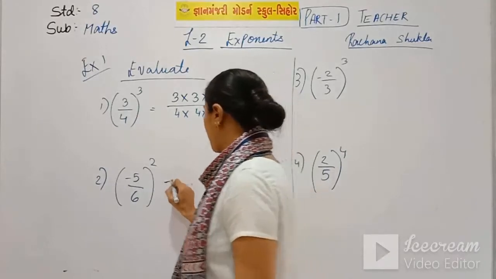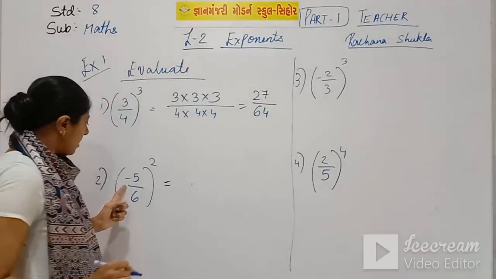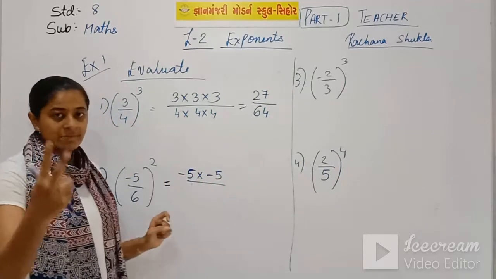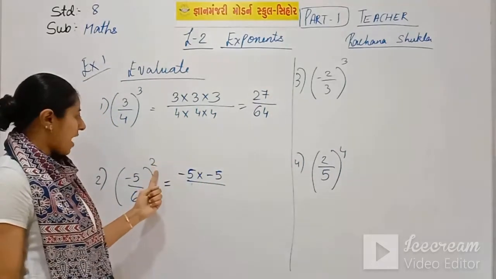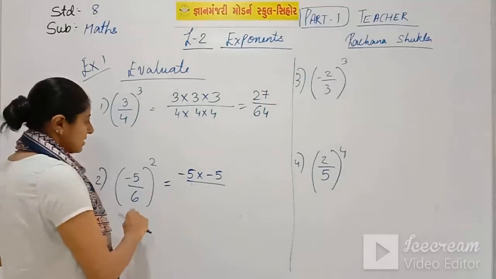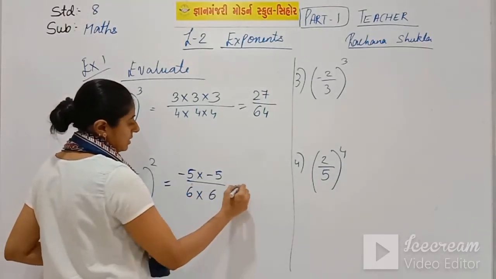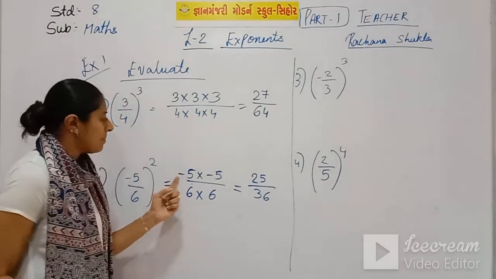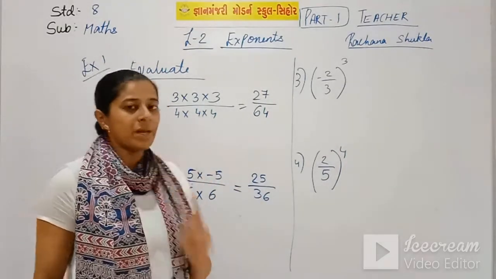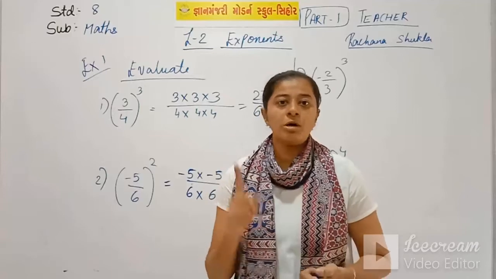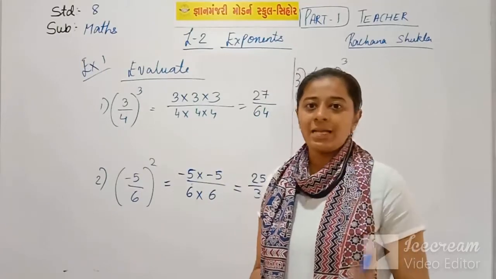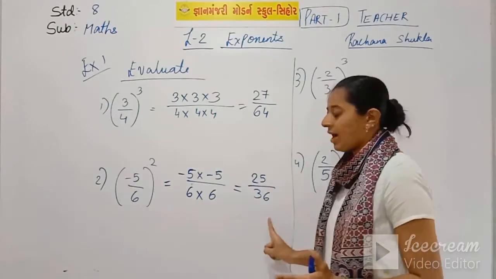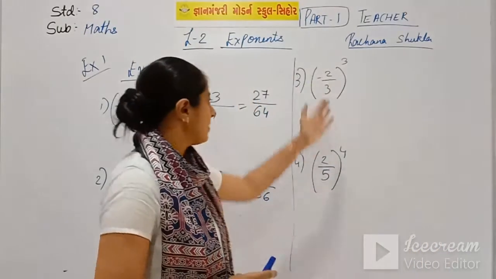Second sum. Minus 5 into minus 5, 2 times. Why 2 times? Because your power is 2. 6 into 6 is equal to 36, so 25 upon 36. Minus minus will become plus. Remember the rule of multiplication sign, that is minus minus plus. 25 upon 36.